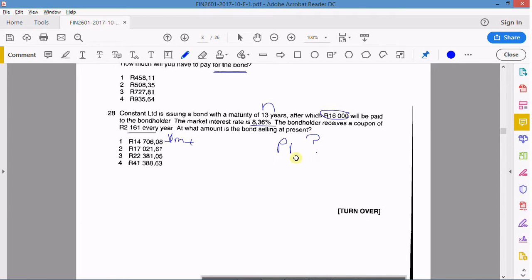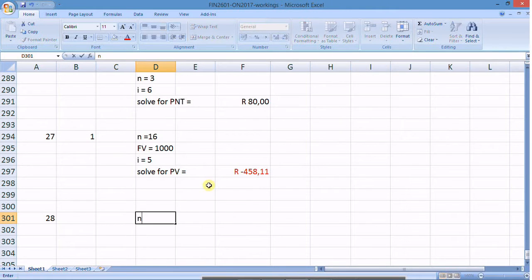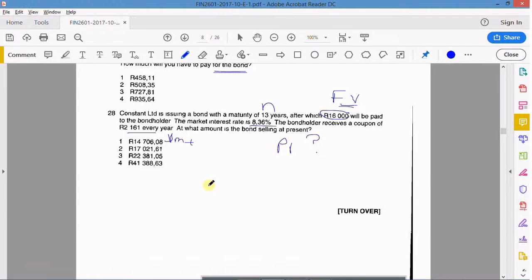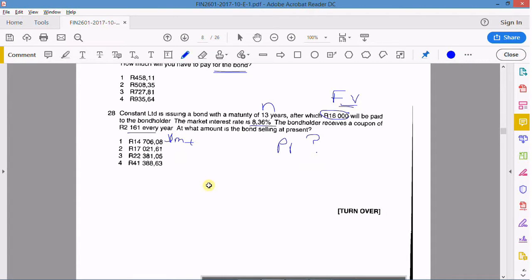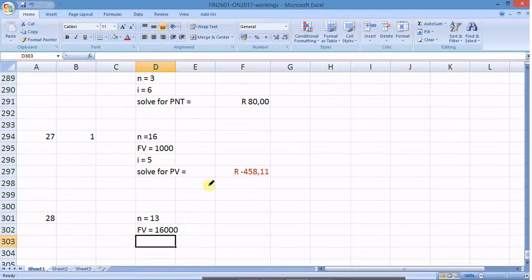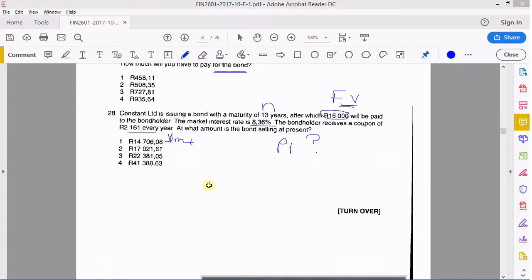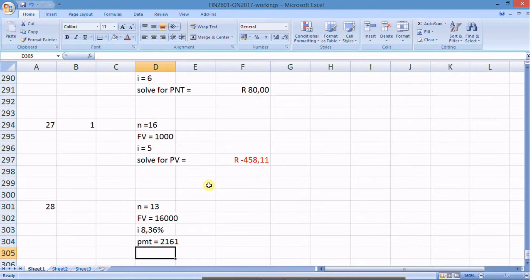So PV question mark. After which, that's actually the future value. That's what I paid. So N equals 13. N is 13. Future value 16. Rate 8.36%. The PMT is 2161. And we work here PV. That's it.